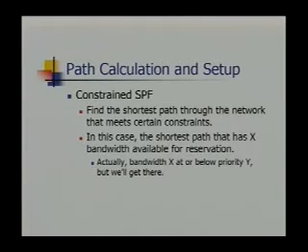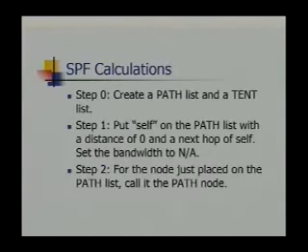So now we get to path calculation and setup, and this revolves around a constrained version of SPF. We're going to find the shortest path through the network that meets certain considerations. In our case, the shortest path that has X bandwidth available for reservation. Technically, it's bandwidth X at or below priority Y. There are 8 priority levels available. We'll get there. So, quick rehash on SPF calculations.